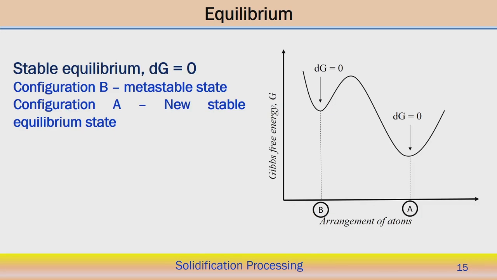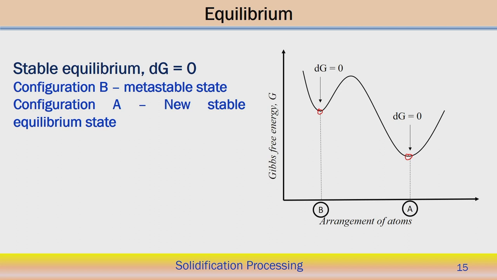Now mathematically, we can represent the equilibrium system, the stable equilibrium. This is the plot of the Gibbs free energy with respect to different arrangements of the atoms, the state of the atoms with different arrangements. Here we can see that at that particular point dG equals 0, and here also dG equals 0. But in this case, configuration B is the metastable state, which means it may not reach the exact, stable equilibrium conditions, because further reduction of the Gibbs free energy is possible with a change of parameters or other circumstances; it can reach the other stable condition.